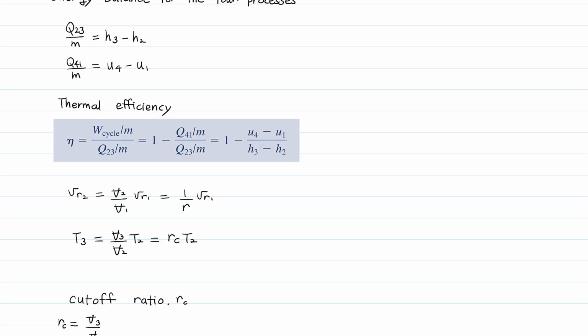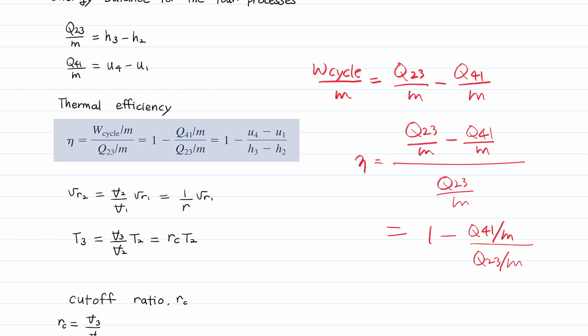The net work of the cycle can be expressed as the net heat added to the system, that is Q23 minus Q41. The thermal efficiency is the net work of the cycle divided by the heat addition. So the thermal efficiency is expressed in terms of the specific internal energy in states 1 and 4 and the specific enthalpy in states 2 and 3.